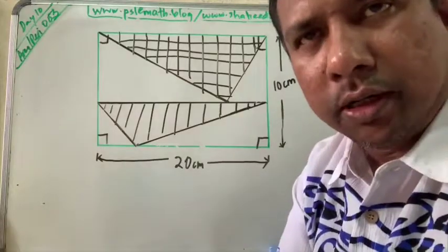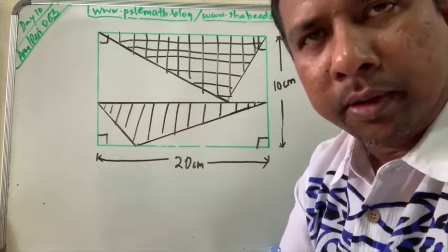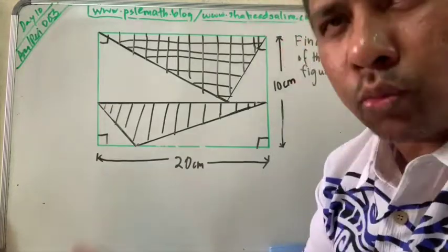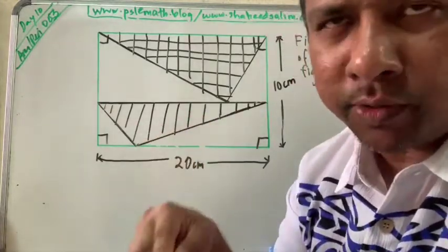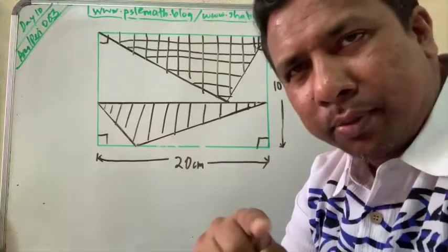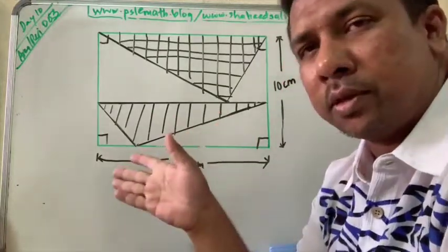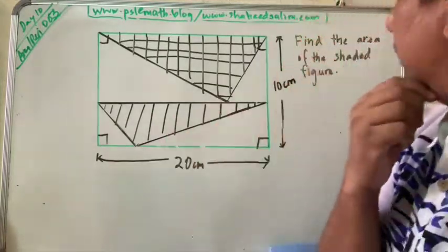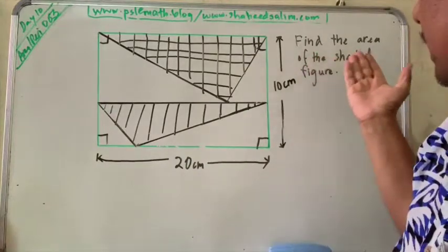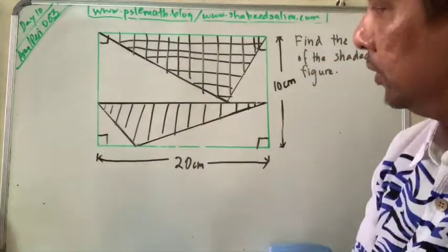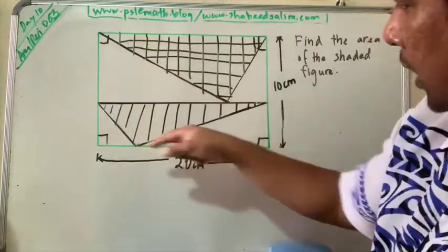This is question 3 of area and perimeter. Actually, this question is a continuation of the previous question. If you understand the previous question, you'll be able to understand this question. Now, we are asked to find the area of the shaded figure. You have two triangles inside a rectangle.